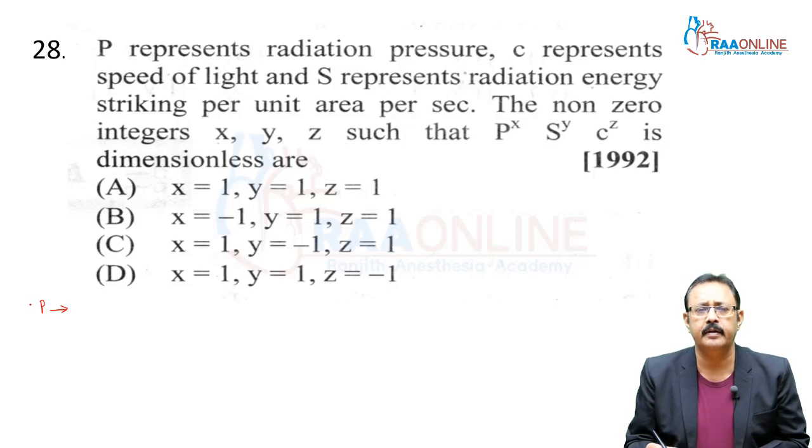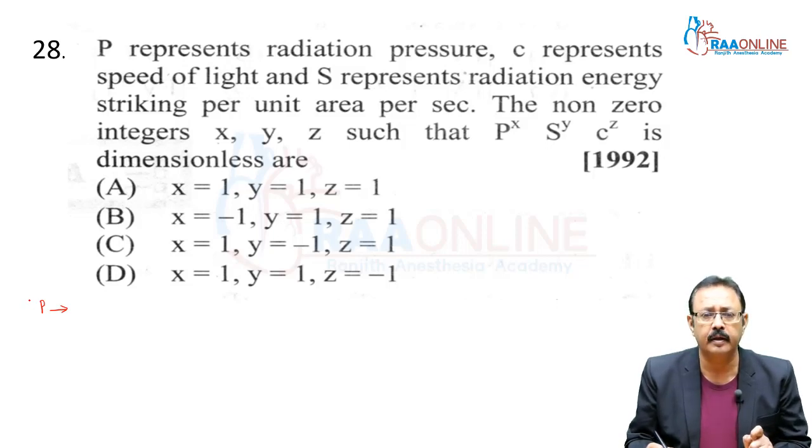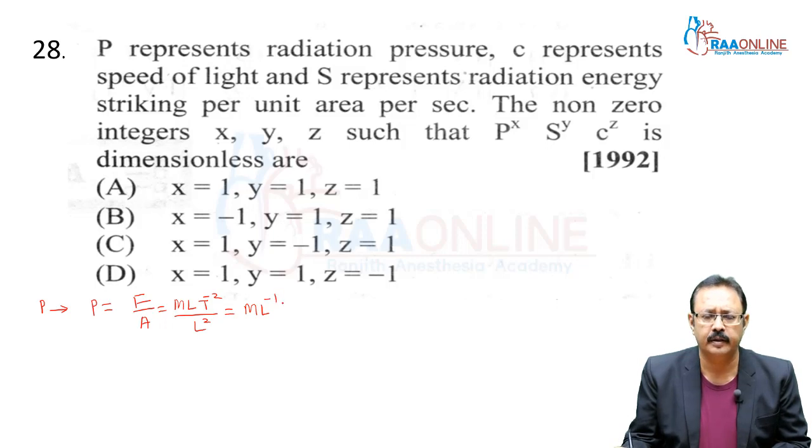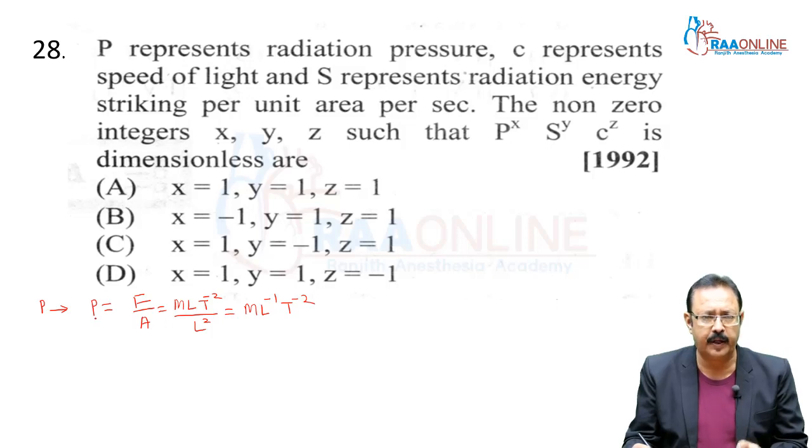They are saying P, pressure, represents radiation pressure, meaning one kind of pressure. Pressure, you know, is force per unit area. MLT minus 2 divided by L square. So we got M L minus 1 T minus 2. It was pressure.